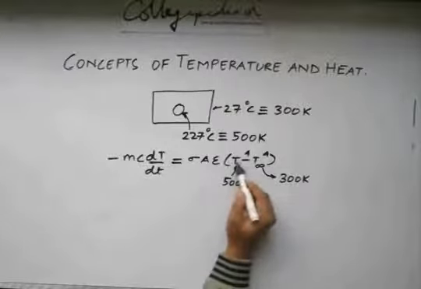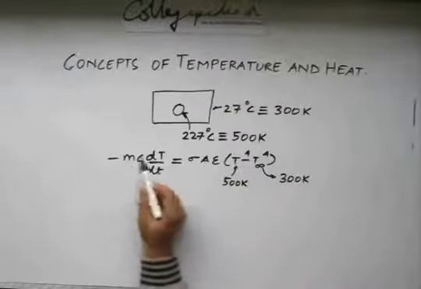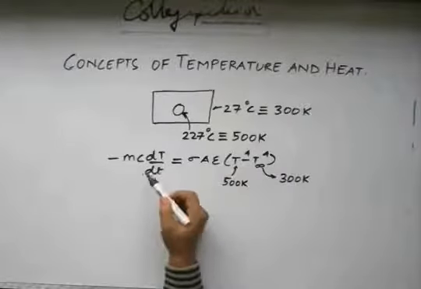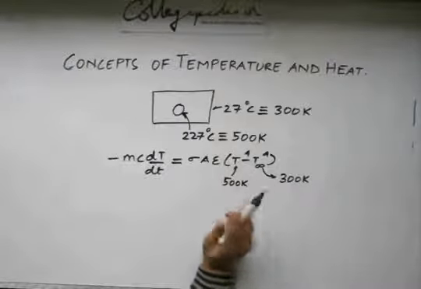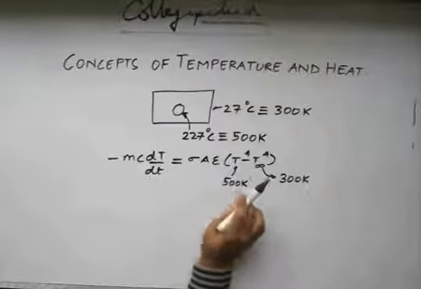Note that this is a variable temperature, but if you look at the expression, the maximum temperature drop is given by minus dT by dt. So minus dT by dt will be maximum if this T is 500. So the maximum temperature drop occurs when the sphere is at its maximum temperature.